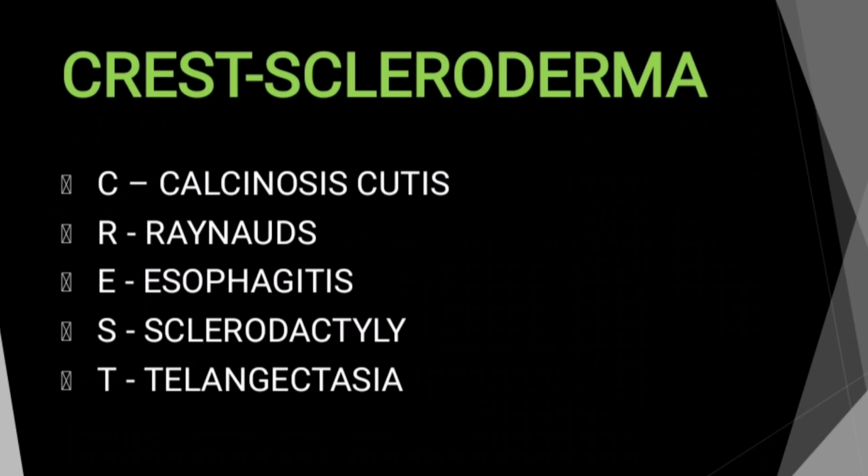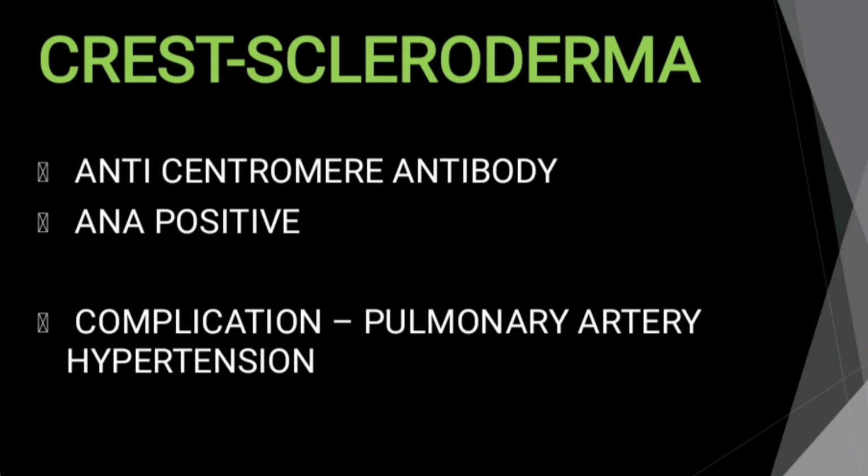Let's evaluate this CREST. C stands for calcinosis cutis, R is Raynaud's phenomenon, E is esophagitis, S is sclerodactyly, T is telangiectasia. And the autoantibodies seen in patients of CREST are the anti-centromere antibody, and these patients are also positive for anti-nuclear antibody, but the most specific antibody is the anti-centromere antibody.